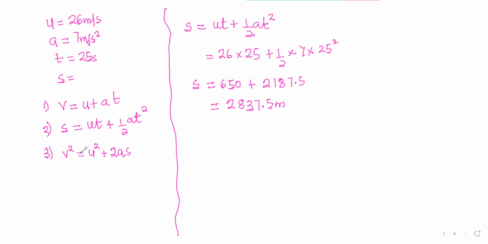Now, we can also use equation 3 to do the same thing. We can also use v squared is equal to u squared plus 2as. But before we can use this, we must find v, because the question did not provide us with v directly. So we will use equation 1 to find v. So start work. Help me determine v using equation 1.